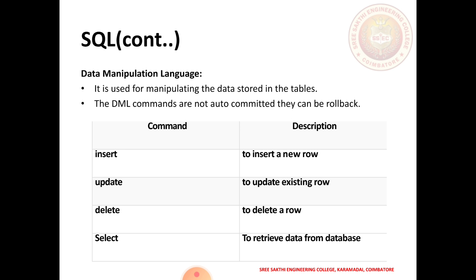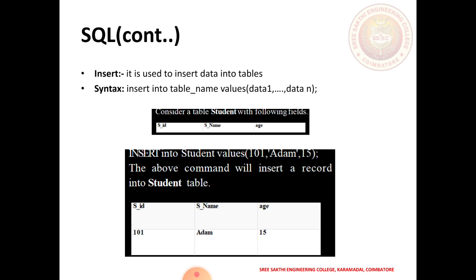Next command will be DML, data manipulation language. So in DDL we have seen how the structure of the table will be. Now DML: how data can be inserted, how data can be updated, and how data can be retrieved. So commands used in DML are insert, update, delete, select. So insert, we can insert n number of records into the table.